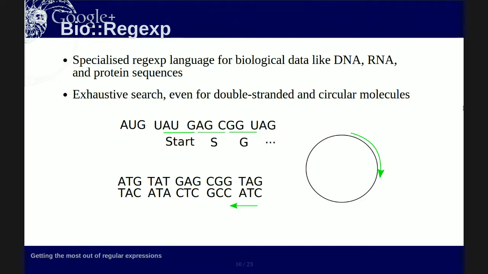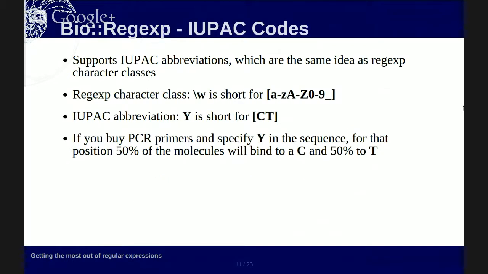One of them is that it can exist in a circle shape. Normally if you look for a pattern overlapping the start and the end of a string, you won't find it, but if you're looking for patterns in circular DNA, you need to be able to find those. Also, DNA is often double-stranded, so you might be looking for a sequence matching on either the forward strand or the reverse strand, since they're complementary. That's what bioregex does, and it does it with regex exhaustive, so it finds you every possible match. I'll talk about an application of that in a second.